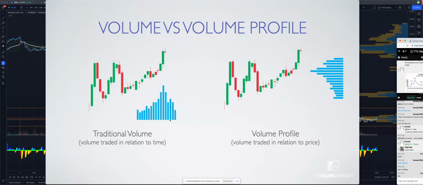So traditional volume is based on time, and it's in the lower part of the chart, and volume profile is horizontally on the chart, either on the left or the right, depending on where you place it. And it is volume traded in relation to price, not to time, which becomes a very handy tool as we go forward here.